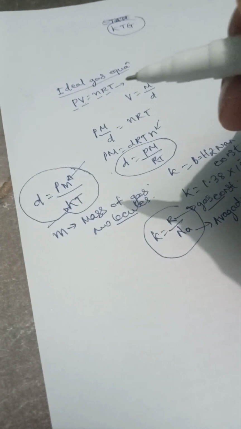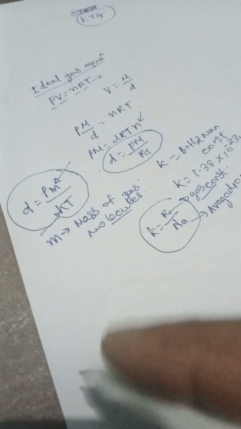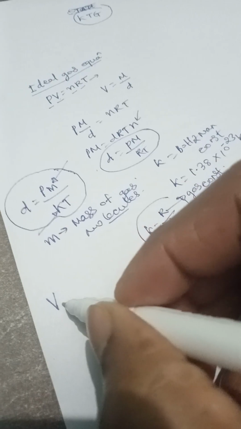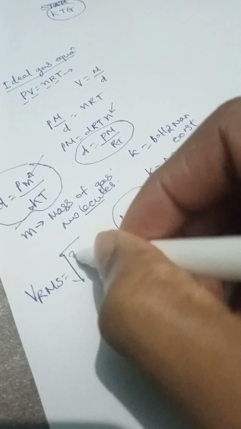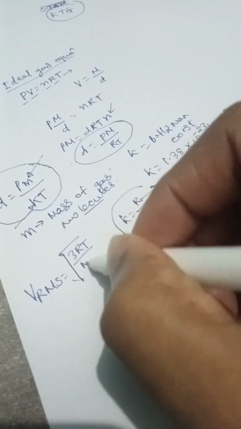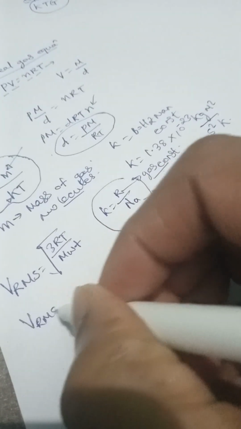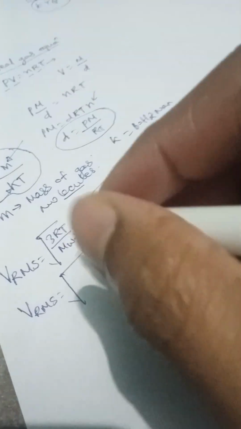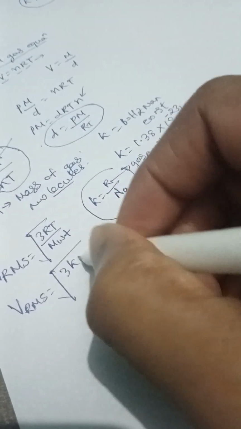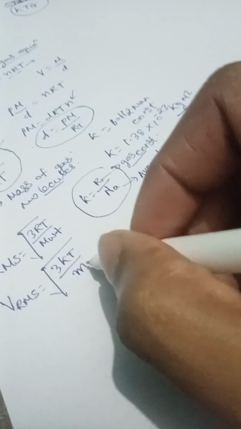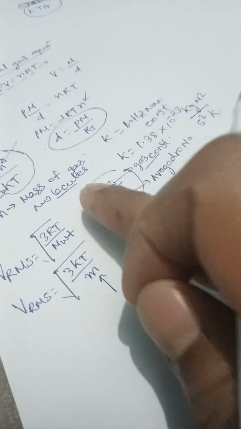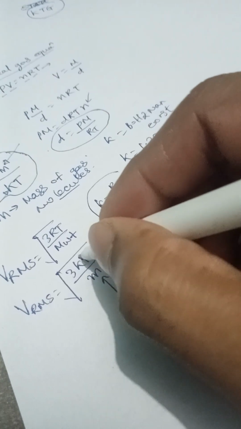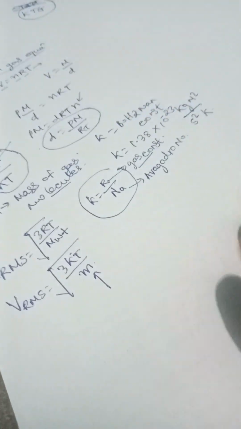Boltzmann constant. Now you know that the formula for RMS velocity is equal to root under 3RT upon molecular weight, and V RMS can also be written as root under 3kT upon small m. Again, small m is the mass of each gas molecule, and K is the Boltzmann constant, right?